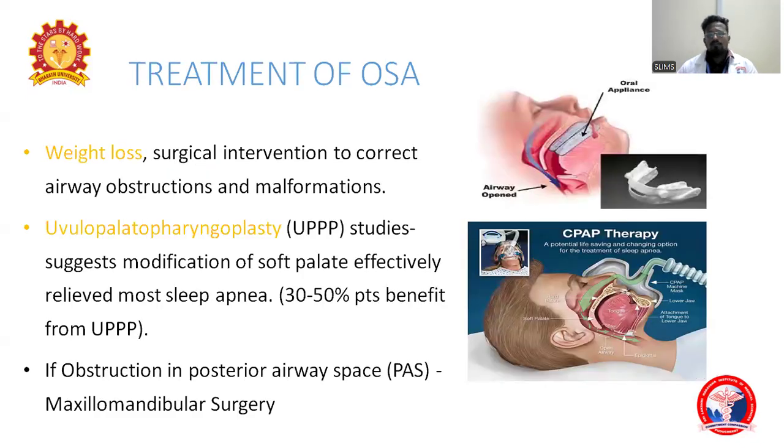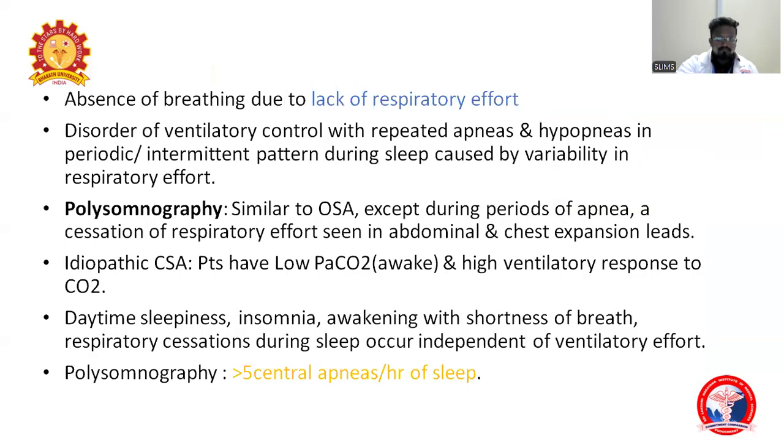So treatment includes weight loss and surgical intervention to correct airway obstructions and other malformations, and UPPP, that is uvulopalatopharyngoplasty, which studies suggest modifies the soft palate and relieves most sleep apnea. There is a 30 to 50% benefit from UPPP. If the obstruction is in the posterior airway, a bypass can be done.